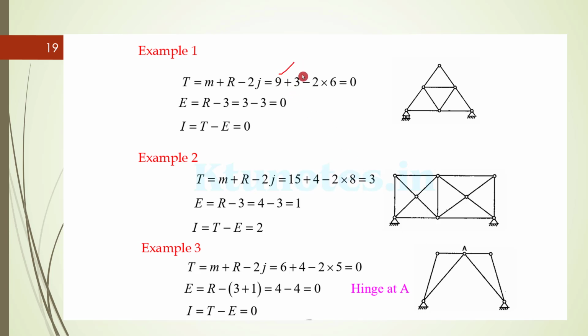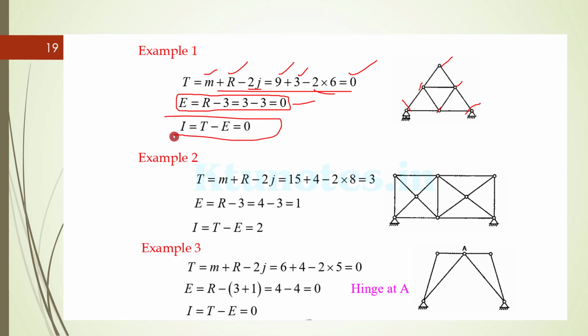Yeah, so 9, 3 will be the R value, and minus 2 into J, 2 into 6. So 1, 2, 3, 4, 5, 6 joints. So this equation is satisfied, and we will be getting the SCN is equal to R minus. This is actually a subdivision. You can directly find with this equation. So SCN is equal to 0. Also the internal is equal to 0.